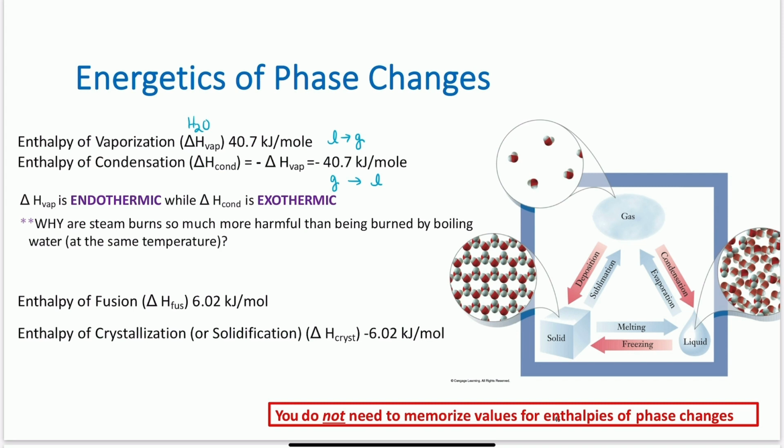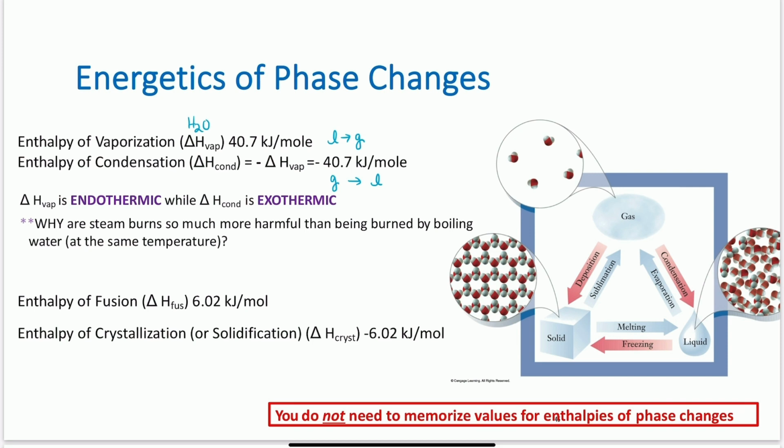It's endothermic to go from a liquid to a gas phase. It's going to take energy to do so. If I instead want to bring that gas down to a liquid phase, the value is the same. The sign changes because remember, enthalpy is a state function. It's going to be the opposite sign. Delta H of vaporization, endothermic. Delta H of condensation, exothermic.